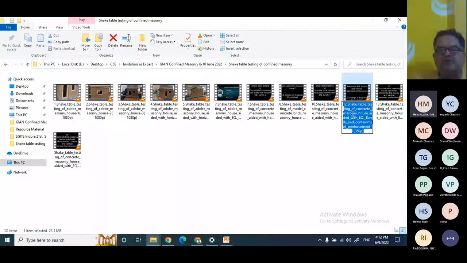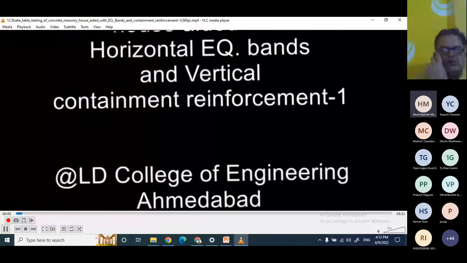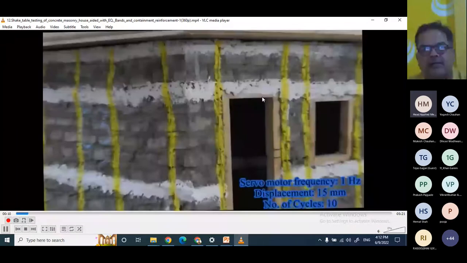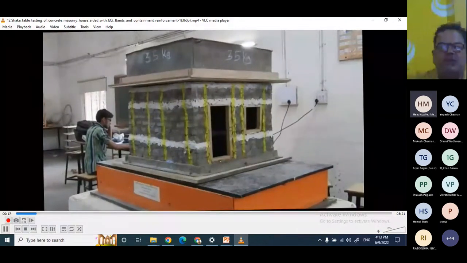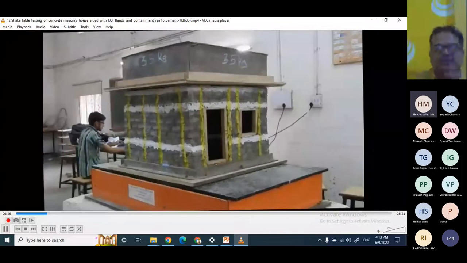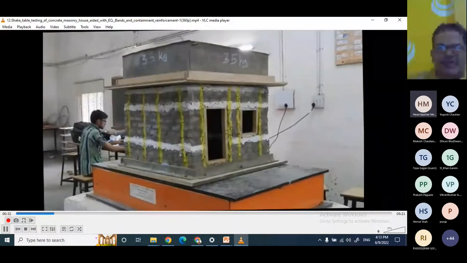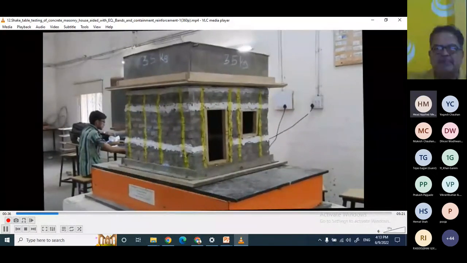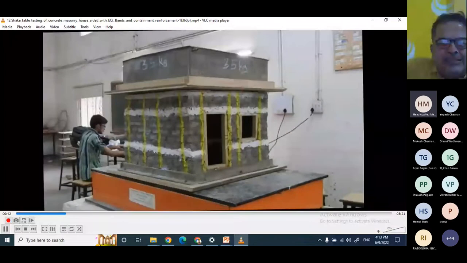Now this is another video. There is a vertical containment reinforcement provided along with the horizontal bands, right? Now you can see this is a vertical containment reinforcement. It is in the form of a wire, right? Because we know that when you provide a horizontal band, your structure is going to perform well, but you may have a sliding failure at that particular level because you are creating that plane of weakness. And now we are also integrating the bricks in the vertical direction by providing the containment reinforcement. So your structure is going to absorb damage, but it will offer more resistance, which is more important during the earthquake.